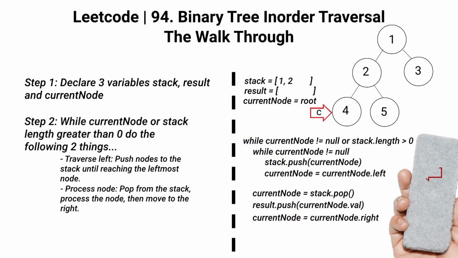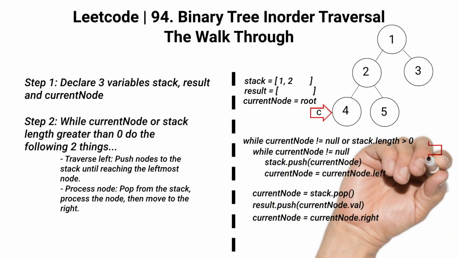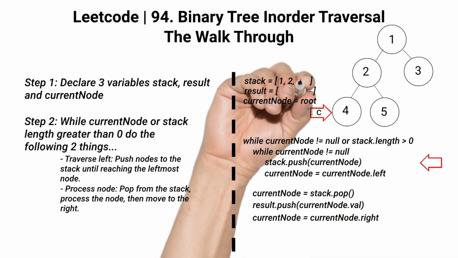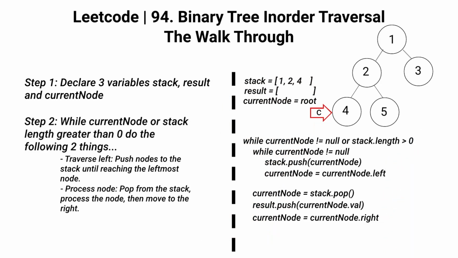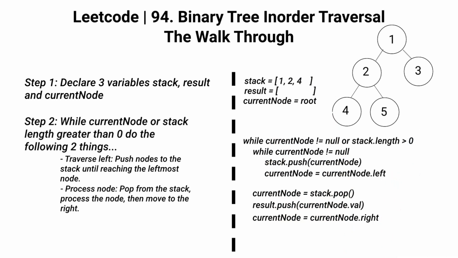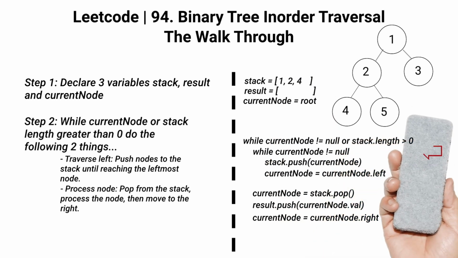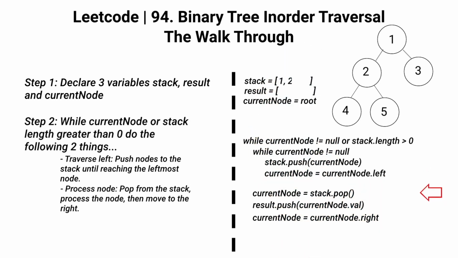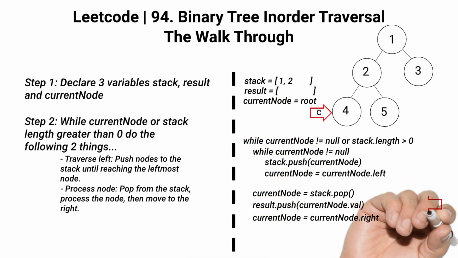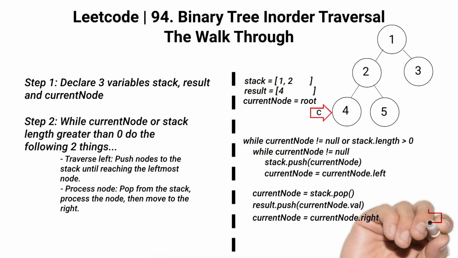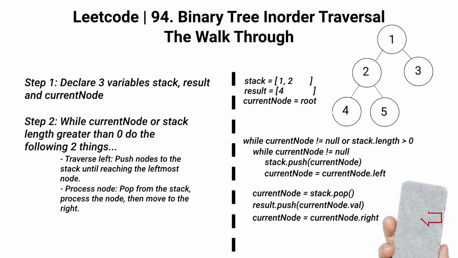And again, we check while the current node is not null, which it's not because it's pointing at the 4. We want to push the 4 node into the stack, and we update the current node to the 4 node's left, which is null. So while current node is not null, it is null, so we can skip inside the while loop. We'll set current node equal to the stack pop, which is the 4. We then want to push the value of the 4 into the result, so we'll put 4 in there. We'll update the current node to point at the right of the 4 node, which is null.